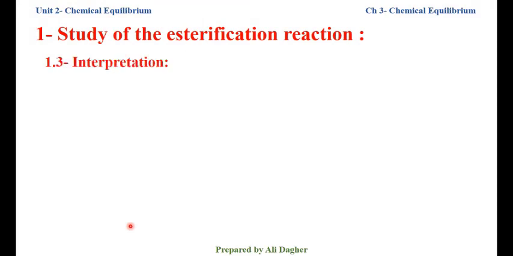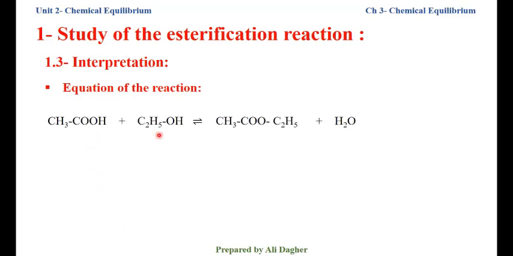Now, interpretation. The equation of the reaction: CH3COOH plus C2H5OH gives CH3COOC2H5 plus H2O. In this chapter, this reaction is given. When we study the organic part, you should write this equation. Now, in this chapter, it is given in the question.